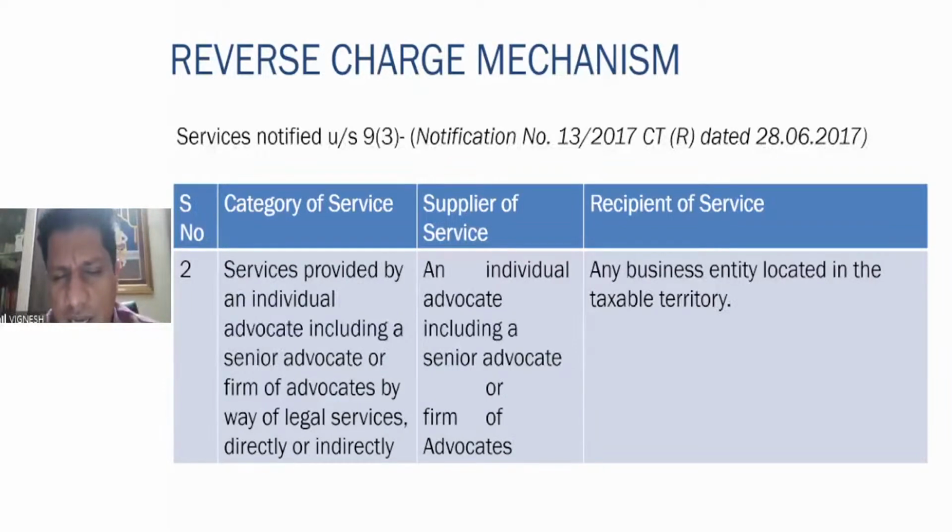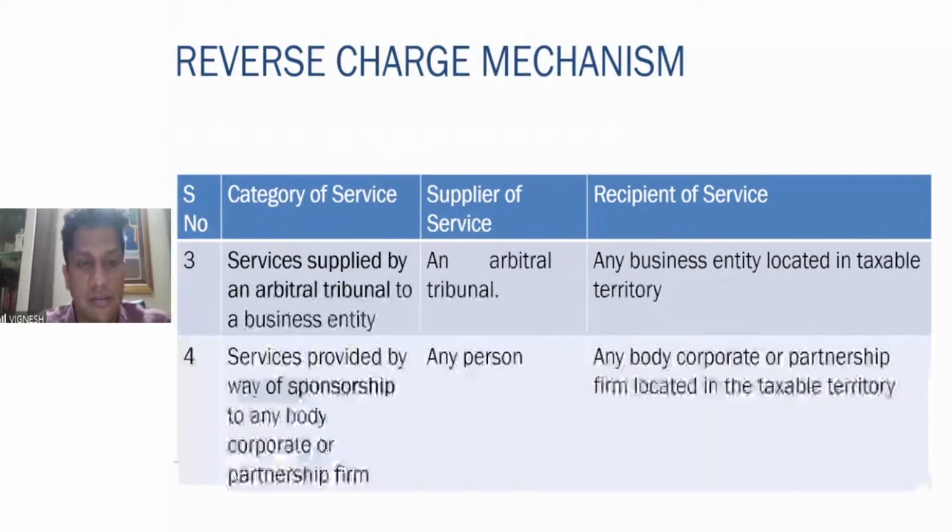Even when service tax had come, the initial proposal was to make lawyers pay service tax also, but the lawyers categorically denied, saying that legal services are more of an essential service, and therefore the headache or liability of paying the GST should not be on them, but on the recipient. So any services provided by an individual advocate, a senior advocate, or a firm of advocates to any business entity, the tax has to be paid under the reverse charge mechanism by the business entity.